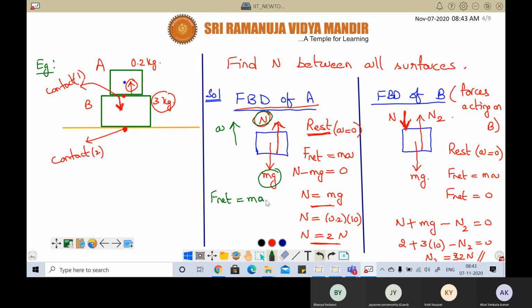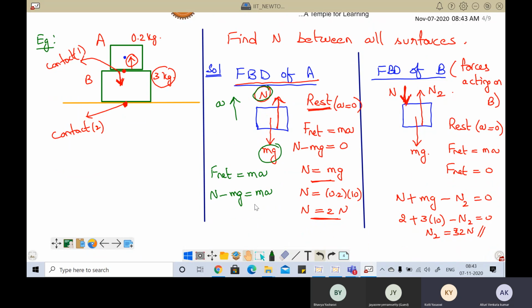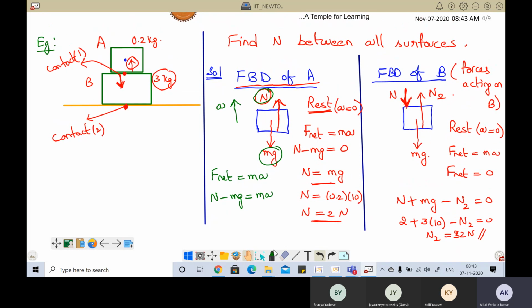Tell me. Sir, N minus mg is a. N minus mg equal to ma. Okay. Yes, sir. I'm forgetting m every time. Suppose the same block is going downwards. So then mg minus N equals ma. Correct. So whichever side it is going, on that side you write the first force. And then opposite forces you write with a minus sign. Okay. So I hope you are clear with this.